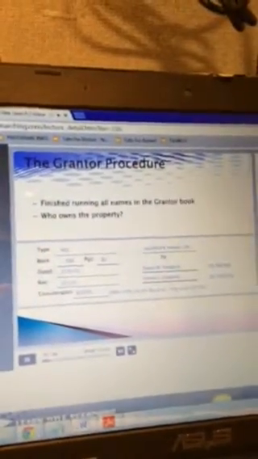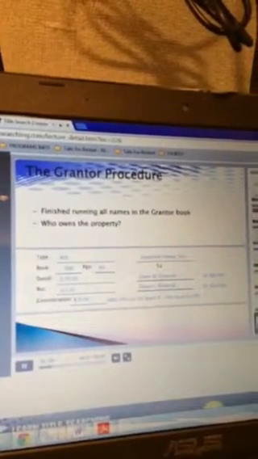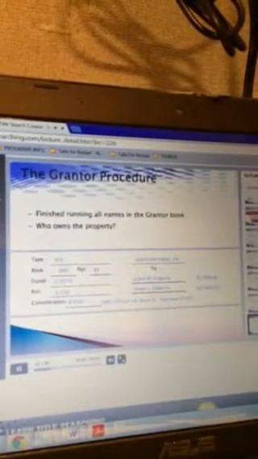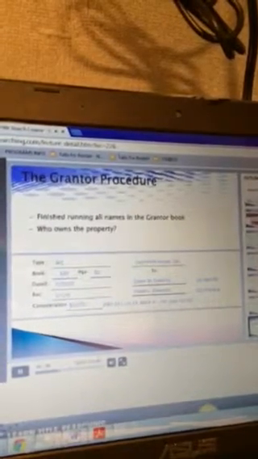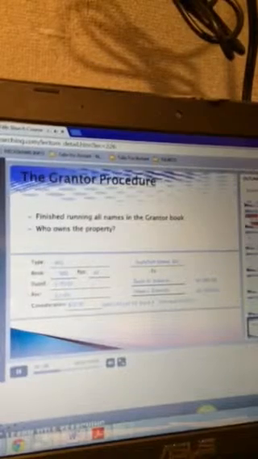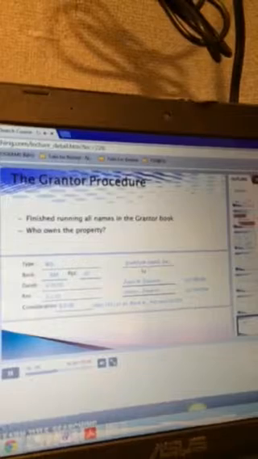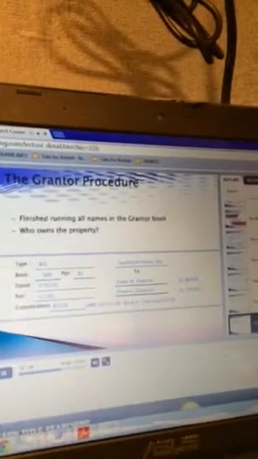When you're finished running all names in the grantor book, we're going to determine who owns the property. As you will see, and as you have seen, each owner in the previous links sold the property. When we got to Jason Edwards, we realized we didn't find any deeds or warranty deeds out of his name at all. Since he didn't deed the property to anyone via warranty deed or a quitclaim deed, they own the property. That's how you determine who owns the property. The last people or person or organization that does not convey the property out actually owns the property.